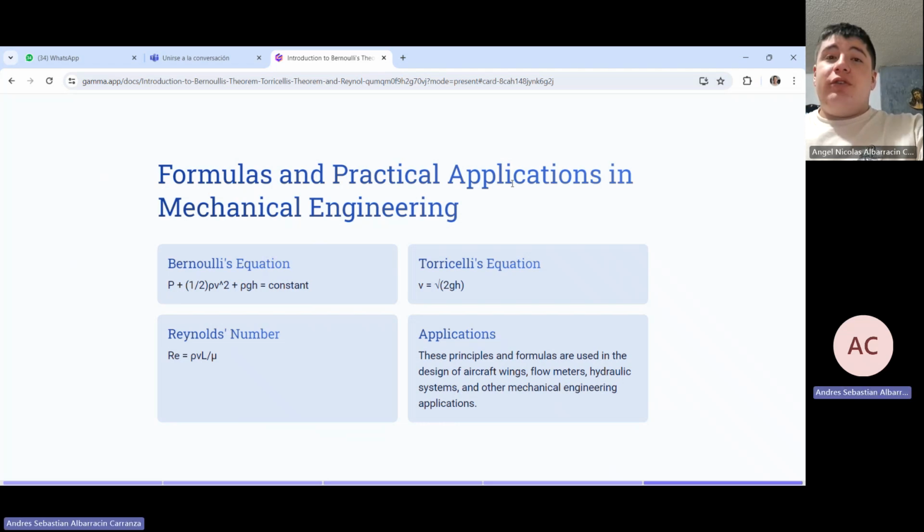Well, we have here a review of the formulas of the Bernoulli, Torricelli and Reynolds number equations. Just to remember the principal applications for these formulas: the design of aircraft wings, fluid meters, air systems, and other mechanical engineering applications. We're studying this in fluid mechanics. So this is why we're seeing all of this information.